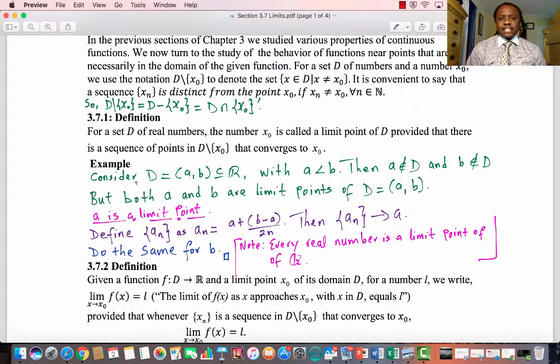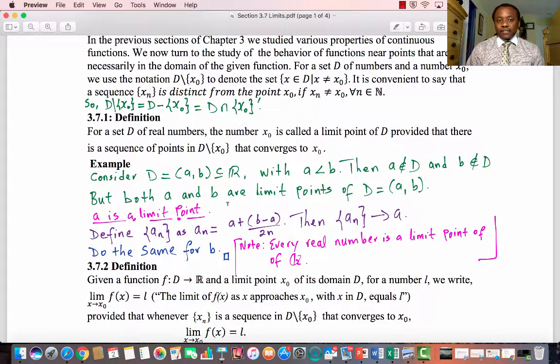Example, let D be the open interval (a, b), a less than b. Then D is a subset of the set of real numbers. a and b are not elements of D, but we claim that a and b are limit points of D, i.e., we can find sequences an and bn such that an converges to a and bn converges to b, and those sequences would have to be sequences in D. Okay, so that is what we mean when we say x0 is a limit point of the set D.